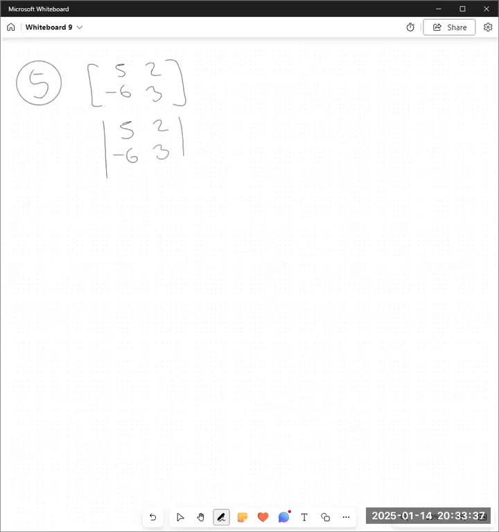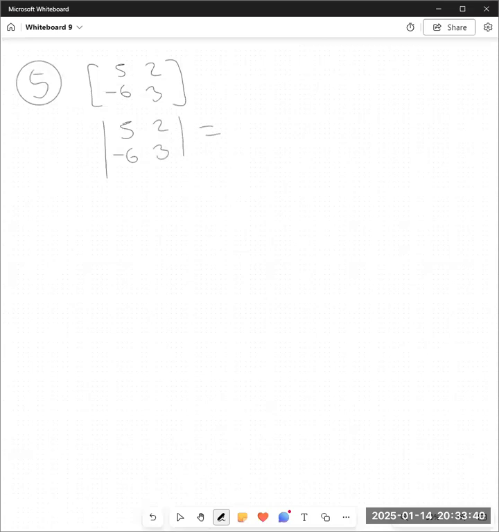In this video, we're going to talk about section 3.1, the determinant of a matrix. Let's start with problem number 5, which asks us to find the determinant of the given matrix. We're given a 2 by 2, 5, 2, -6, 3. We're going to denote the determinant by putting these straight lines that look like absolute value bars around it.